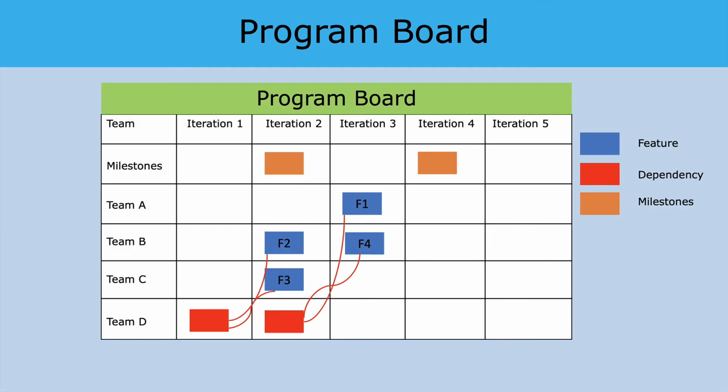This is the program board after the teams have completed the planning session, and we now have a high-level plan which is visible to everyone. All the features, dependencies and milestones are clearly visible. The board now gives us an indication of in what iteration we are planning to complete a particular feature, and if it has any dependencies, where those dependencies lie. It also highlights in what iteration we are planning to hit our milestones.